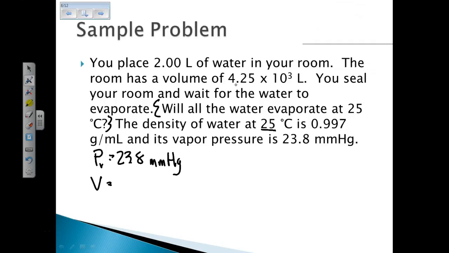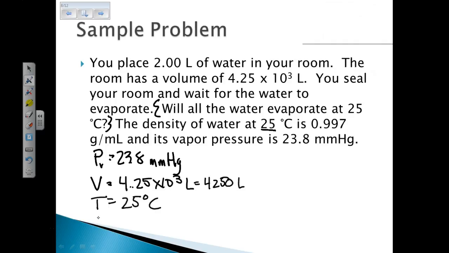so that volume is about this, 4.25 times 10 to the third. Now you can write that as 4.25 times 10 to the third liters, or if you want to write that in not scientific notation, that's 4,250 liters, whatever you want. Okay, you seal the room, wait for it to evaporate. Will all the water evaporate when it's at 25 degrees C? So the temperature is 25 degrees Celsius.